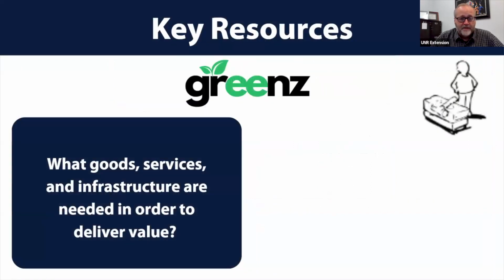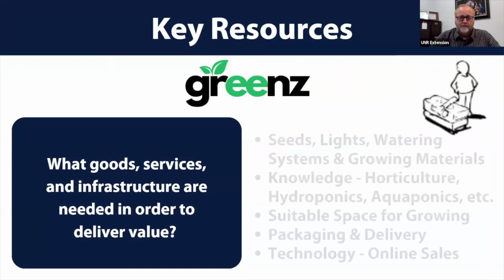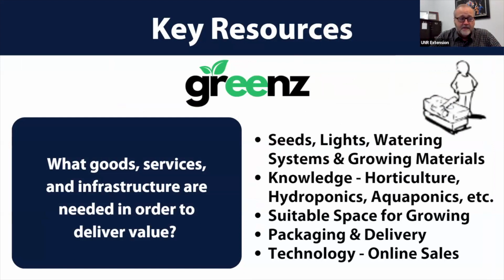Next, we have key resources. What goods or services and infrastructure is needed in order to deliver value? What do we need to deliver at Greenz? What do we need in order to deliver our microgreens to our customers? Okay. So we're going to need a bunch of stuff. We need seeds, we need lights, we need watering systems and growing materials, okay? The actual growing process. We also need knowledge of horticulture, hydroponics, aquaponics, etc.